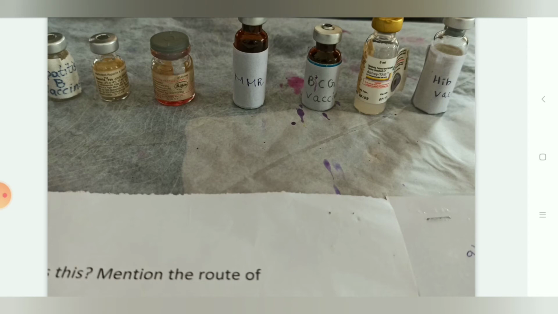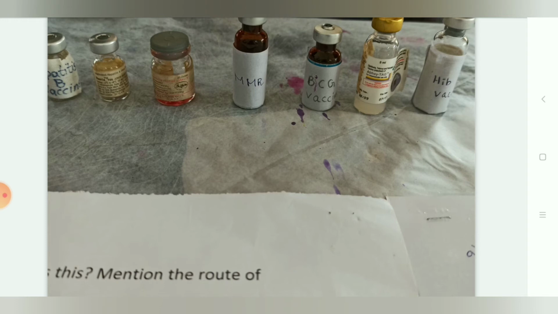So the next one is the Hib vaccine, that is a conjugated vaccine. It is given as intramuscular. The dose is at 6th, 10th and 14th week.